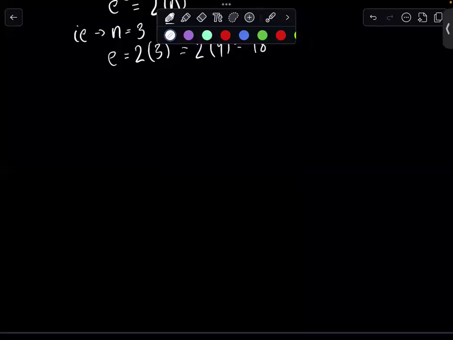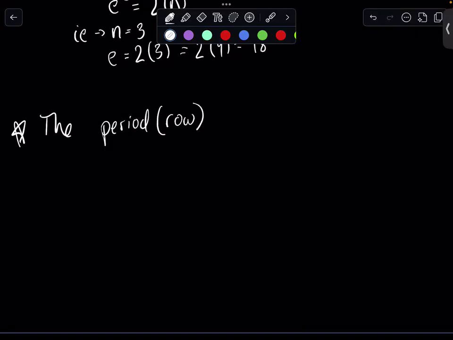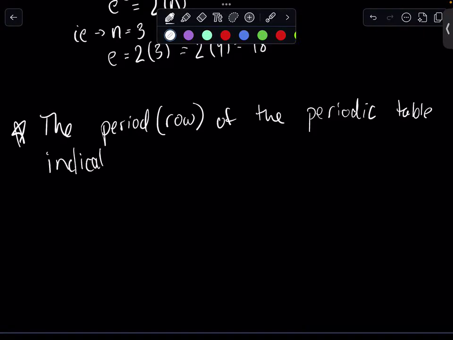We can clarify this just by writing it down and saying that the period, meaning the row of the periodic table, indicates the highest occupied energy level.